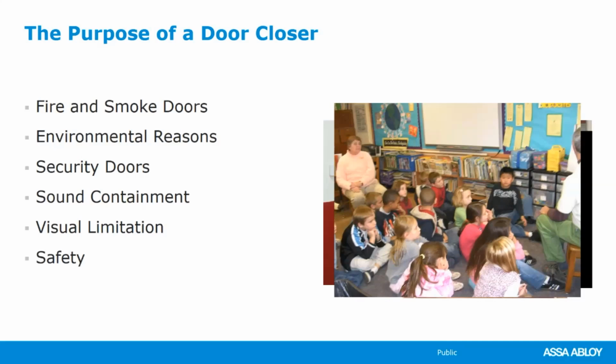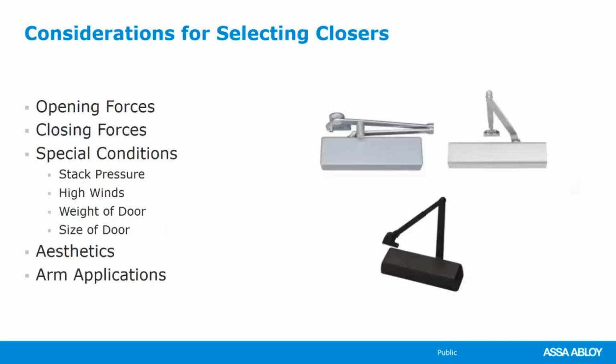So we're going to talk about selecting a door closer. How do we know which closers to pick? There are a couple things that we need to think about. Opening and closing forces. They're usually dictated by ANSI A117 for meeting ADA requirements, Americans with Disabilities Act. We'll talk about that in a minute.